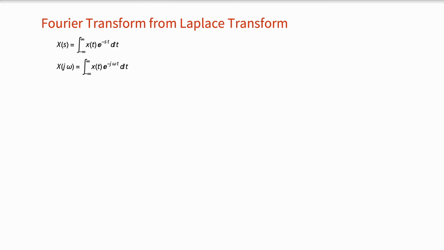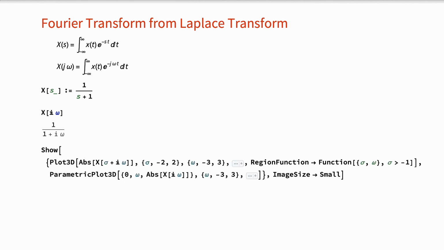For example, given the Laplace transform shown here with the region of convergence being real part of s greater than -1, the Fourier transform can be obtained as shown here. Here we are showing the magnitude of the Fourier transform in red superimposed on the magnitude of the Laplace transform.